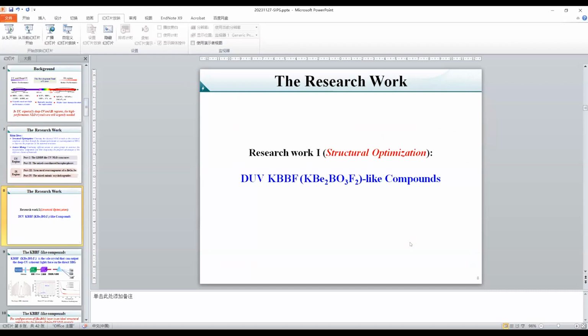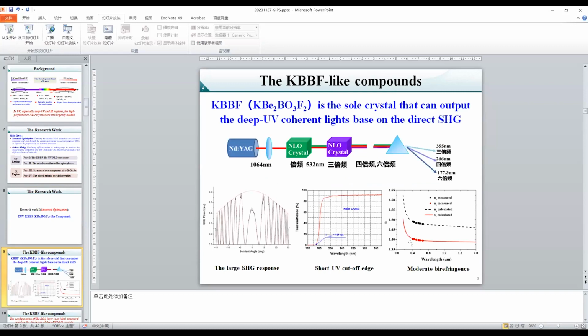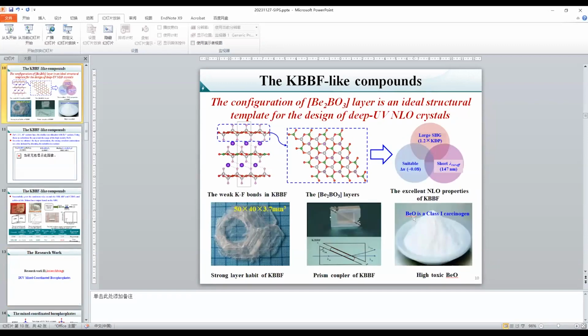The first part of the work is the deep UV KBBF-like compound. We know KBBF is a source material that can output deep UV laser by direct SHG. And the excellent nonlinear optical properties of KBBF mainly come from its Be2BO3 layer. This layer contains highly conjugated BO3 triangles, and these BO3 triangles have a coplanar arrangement. This arrangement makes KBBF have a large SHG response and suitable birefringence.